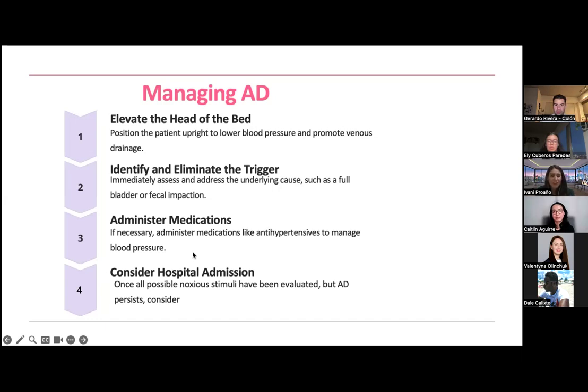And if all else fails, if you are in a standalone facility, you would consider hospital admission, transferring them out, if things are not within your control with the resources that you have.